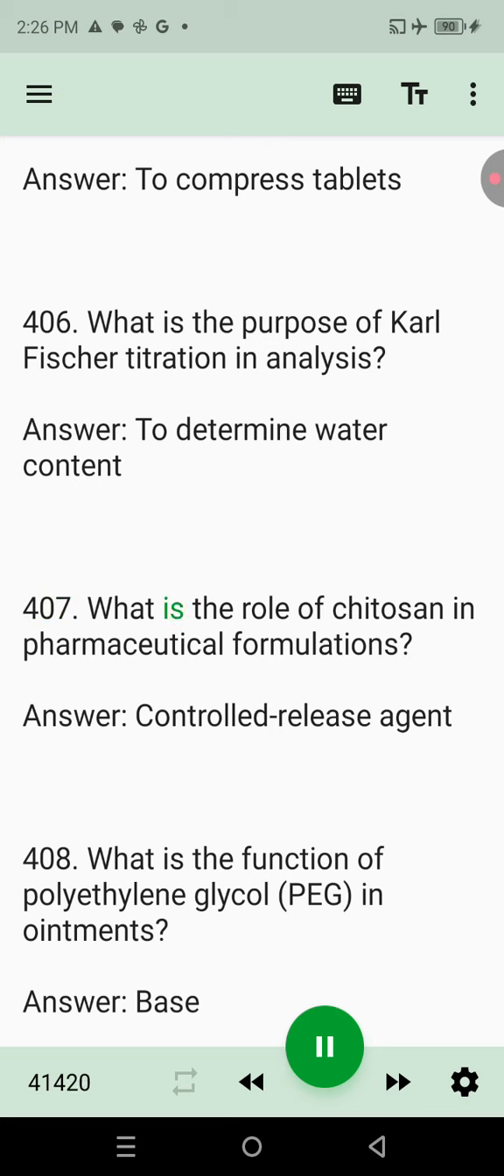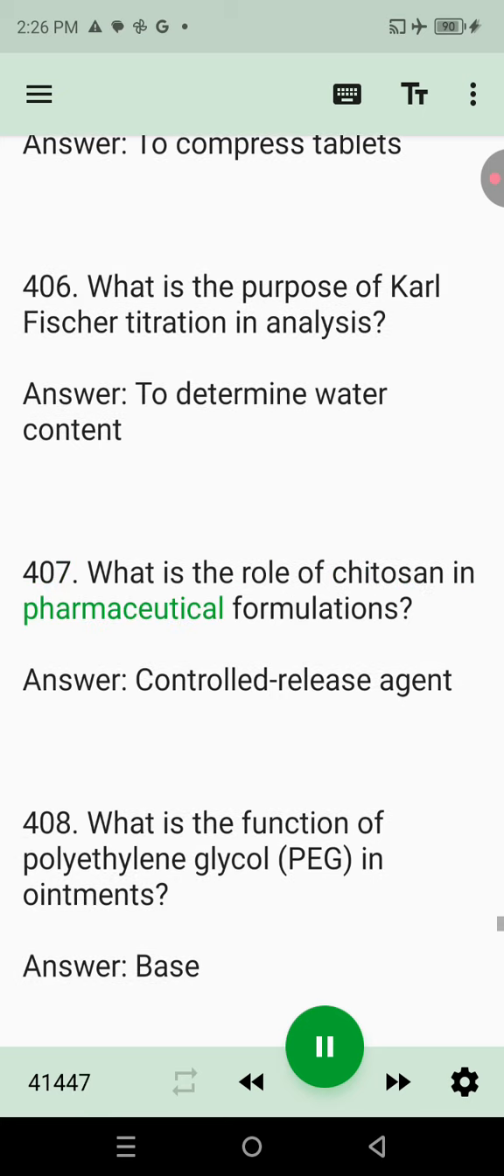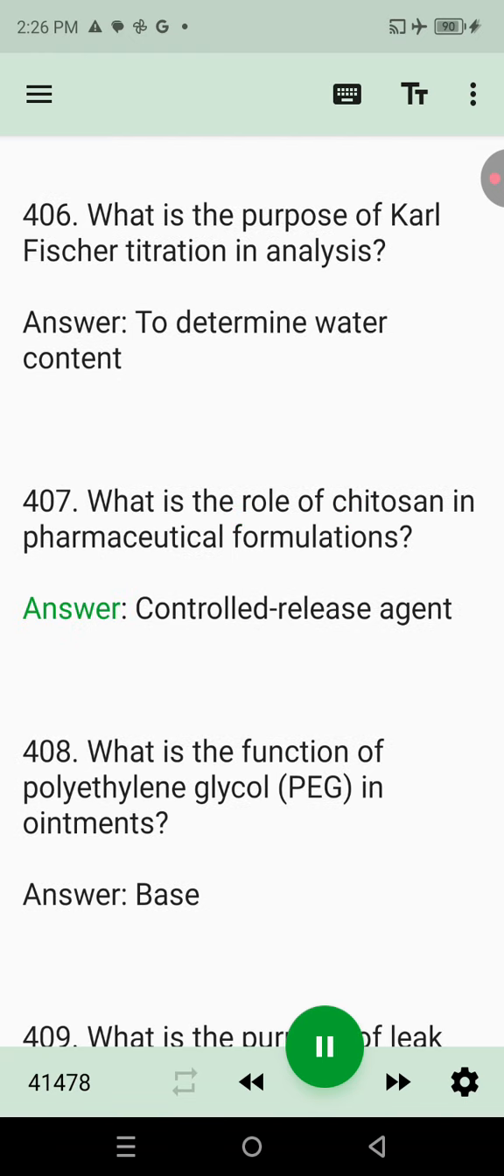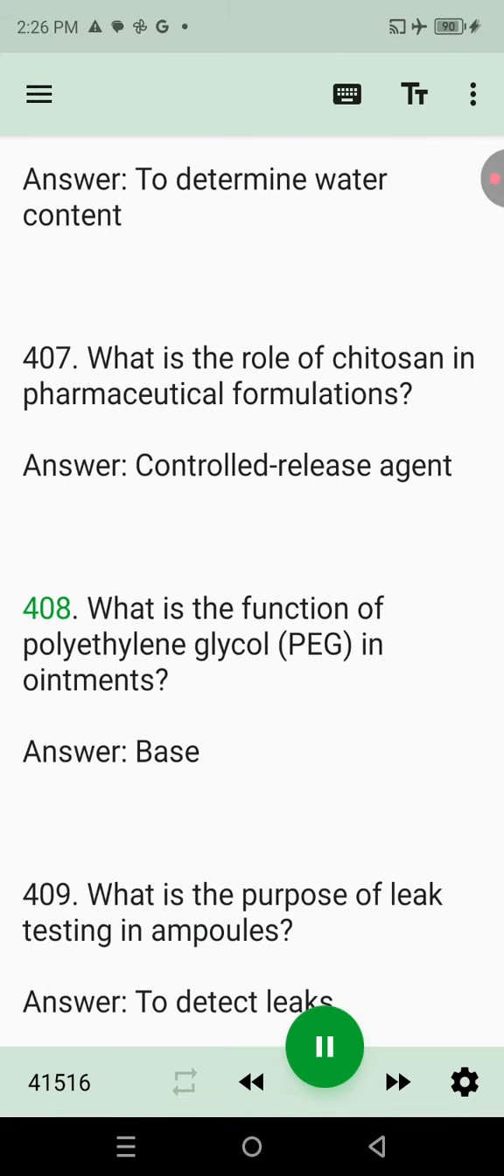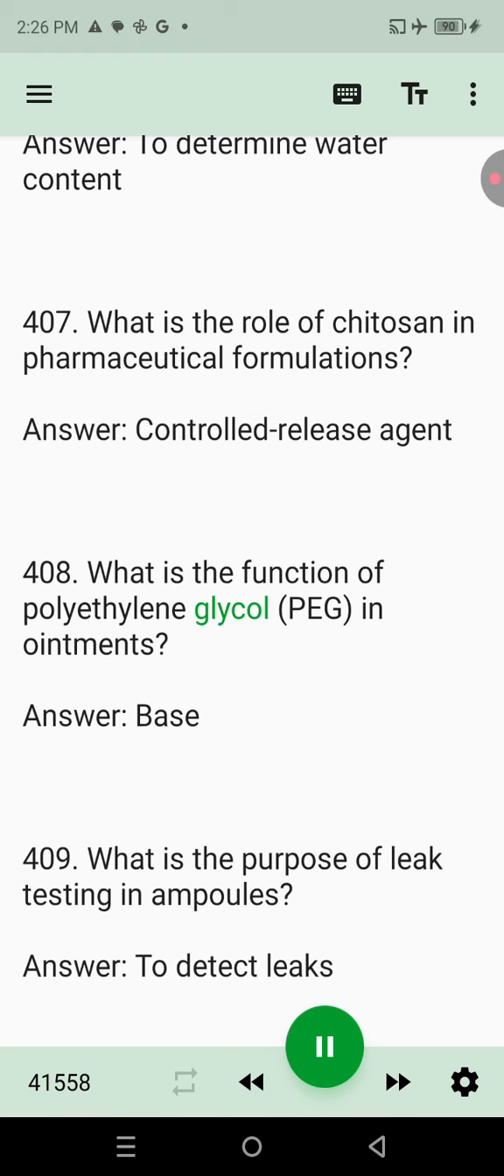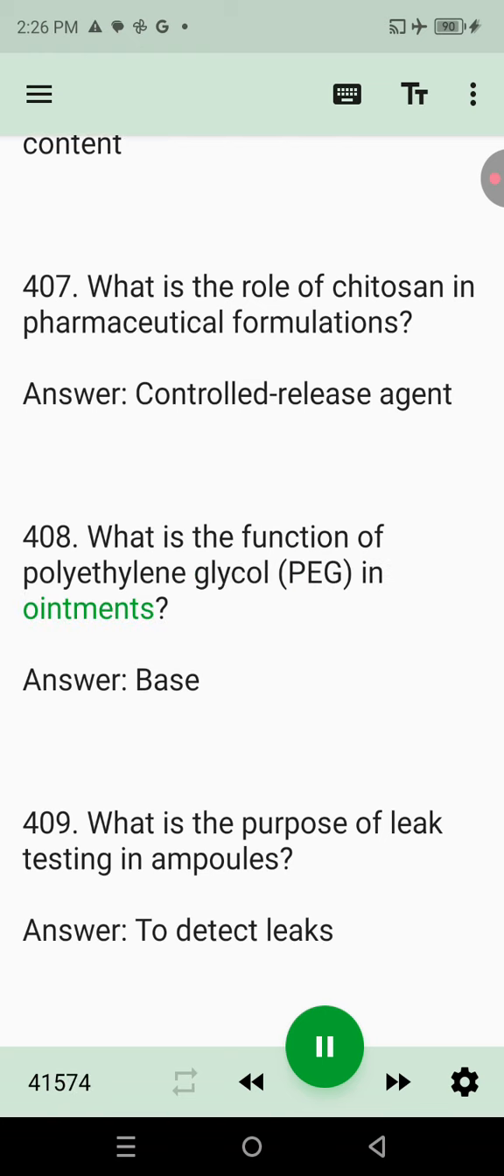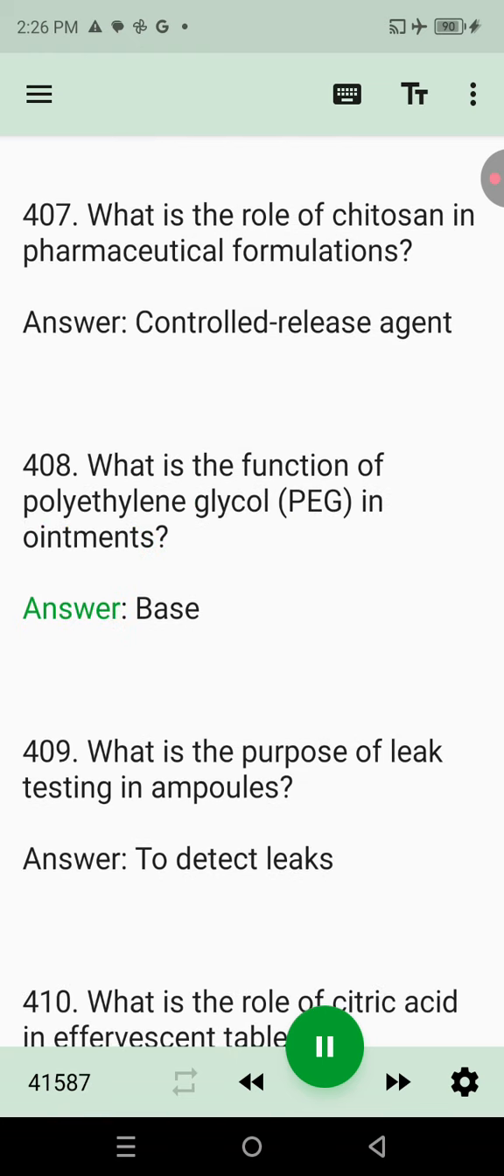407. What is the role of chitosan in pharmaceutical formulations? Answer: controlled release agent. 408. What is the function of polyethylene glycol PEG in ointments? Answer: base.